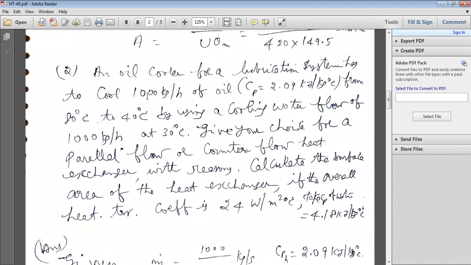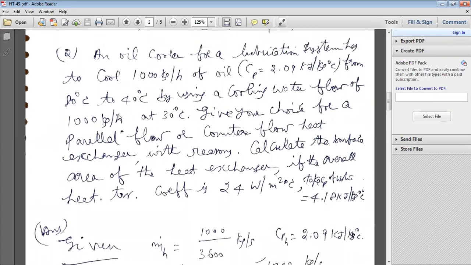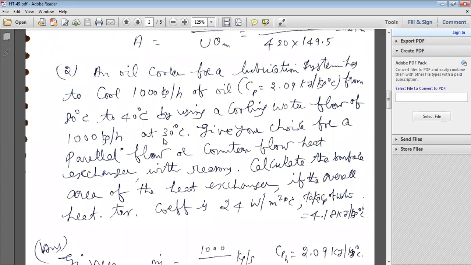Next, second problem: an oil cooler for a lubricating system has to cool 1000 kg per hour of oil. Here, hot fluid is oil, mass flow rate 1000 kg per hour, specific heat of the oil 2.09 kilojoules per kg Kelvin. The hot fluid is cooled down from 80 degrees centigrade to 40 degrees centigrade by using a cooling water flow of 1000 kg per hour. Cooling water flow is also the same, 1000 kg per hour, and water inlet temperature is 30 degrees centigrade.